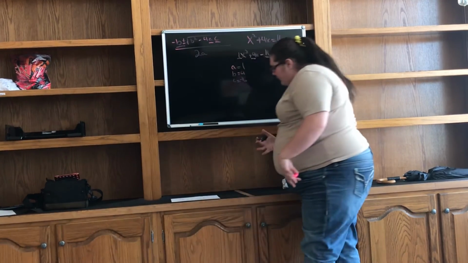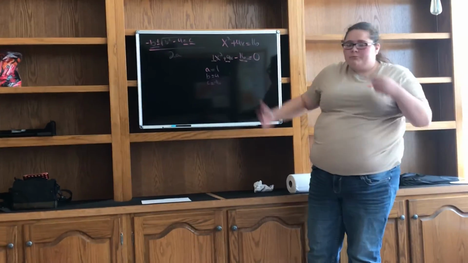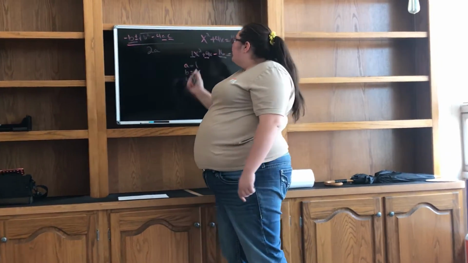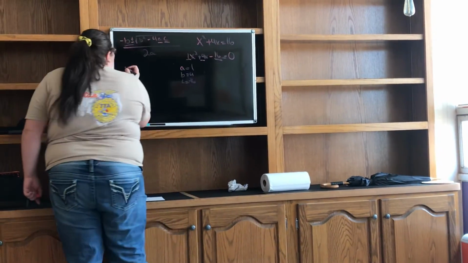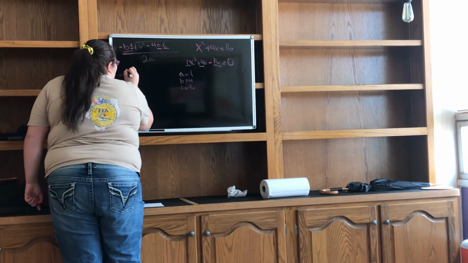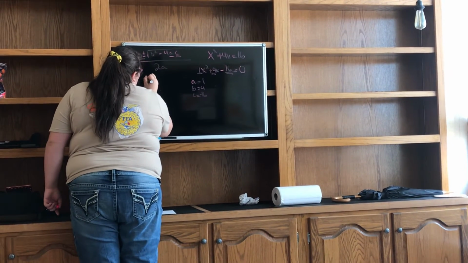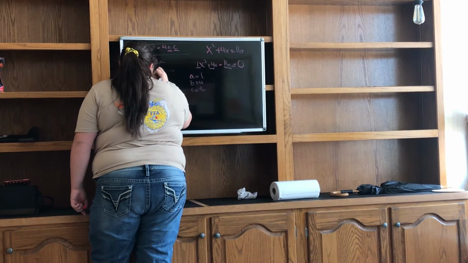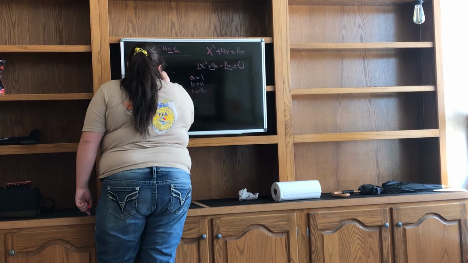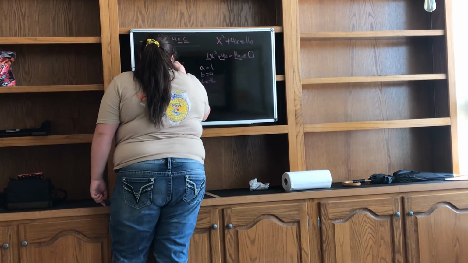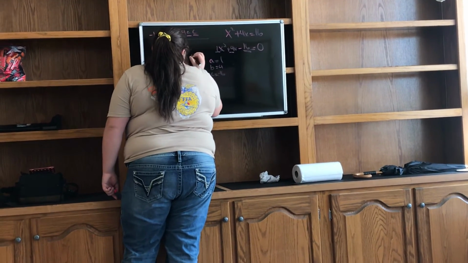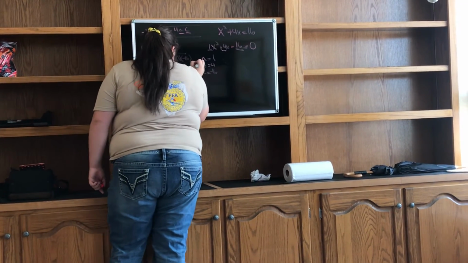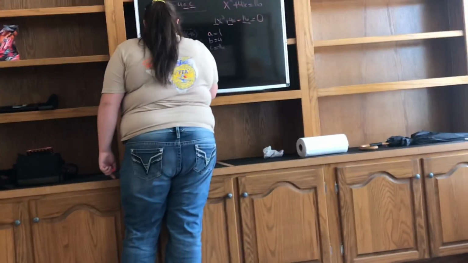So now that you've identified what your values are, you're going to insert them into the places that they go in here. So now you're going to have negative negative 4 plus or minus the square root of negative 4 squared minus 4 times 1 times negative 16, all over 2 times 1.